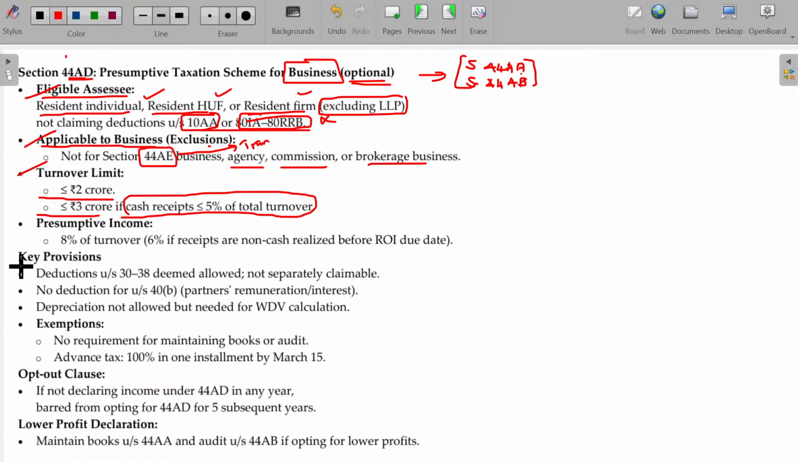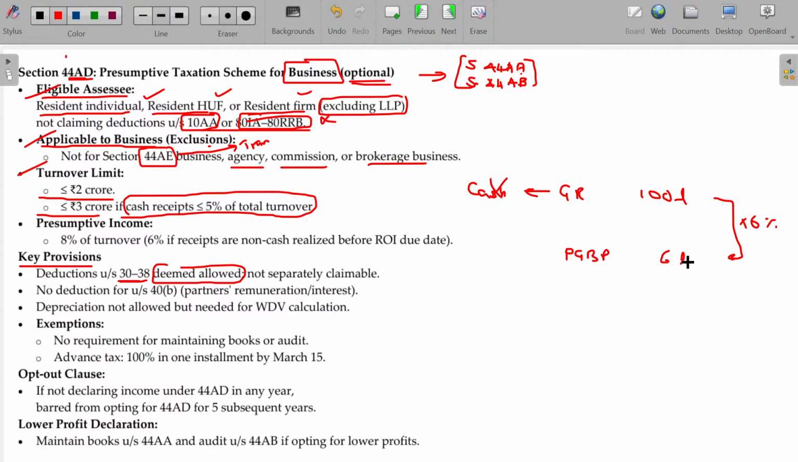And key provisions. What about the deduction under section 30 to 38? Assumed already allowed. Means your gross receipts being around 100 lakhs, then what about your presumptive income? In case it is received only through account form, not in the form of cash, then 6% will be considered.